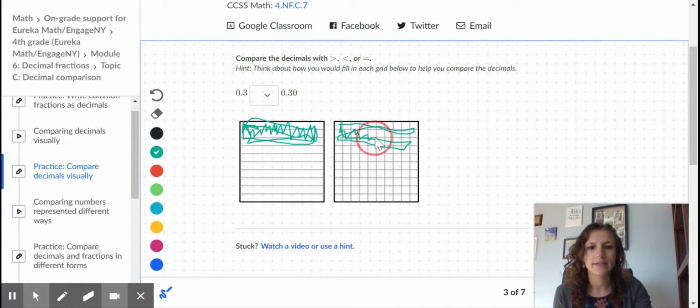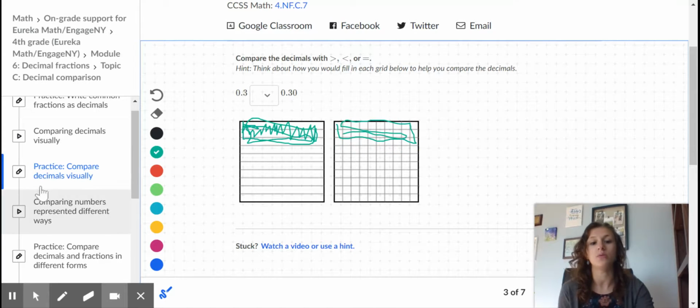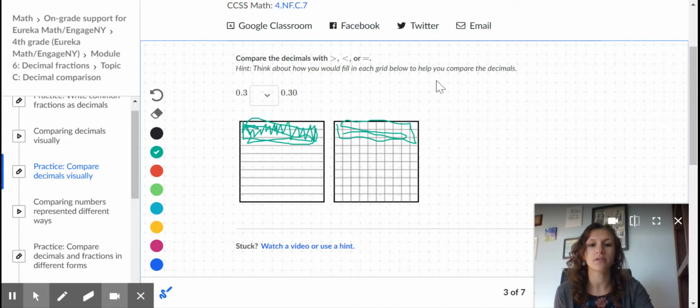All right, and so we can see from our visual models, after I clear that up just a little bit, we can see from our visual models that 30/100 is the same as 3/10. They both take up those first 3 rows. We can prove this operationally by writing them as fractions.